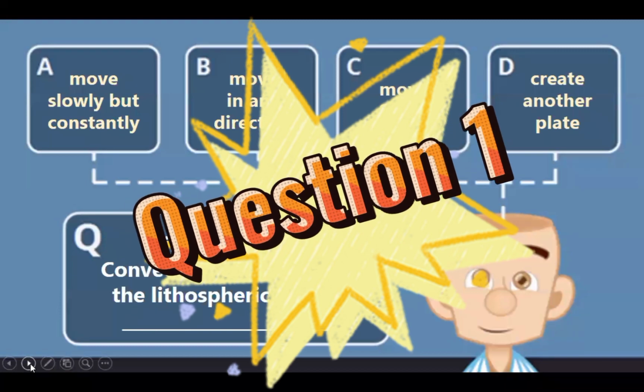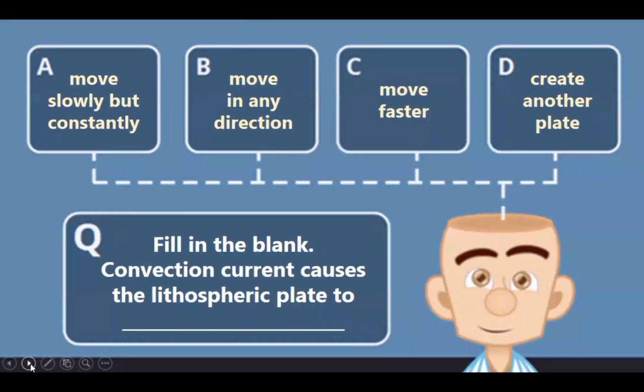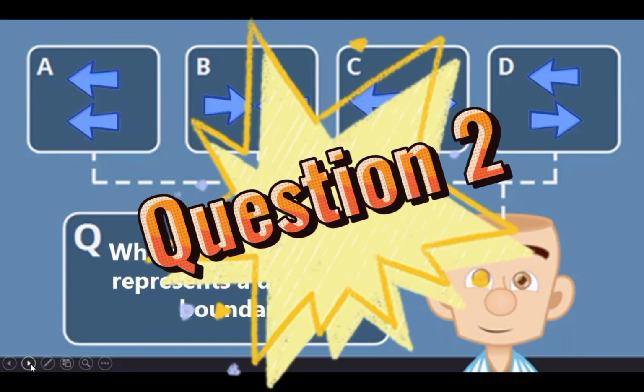Question number 1. Fill in the blank. Convection current causes the lithospheric plate to blank. A. Move slowly but constantly. B. Move in any direction. C. Move faster. D. Create another plate. The correct answer is letter A. Move slowly but constantly.